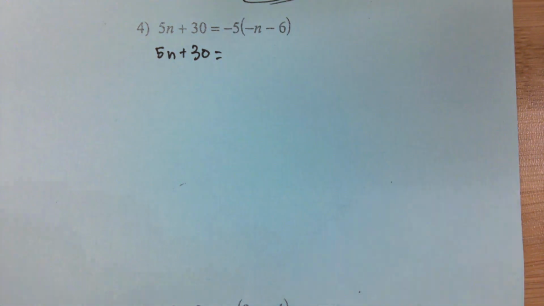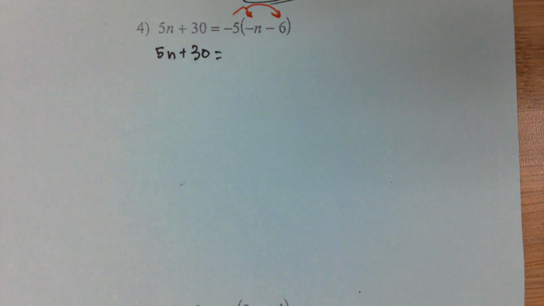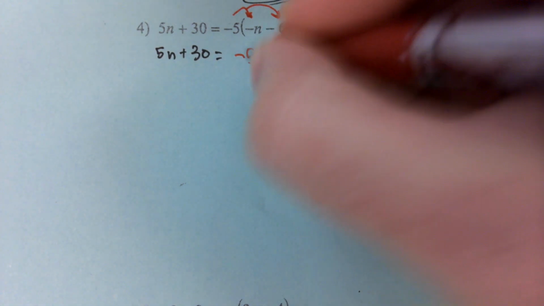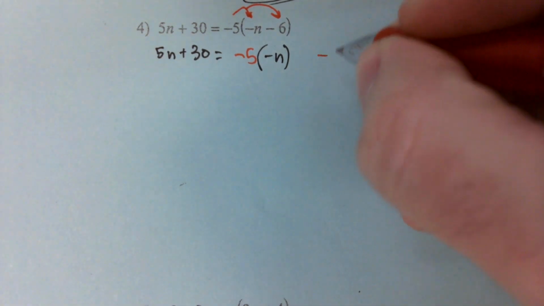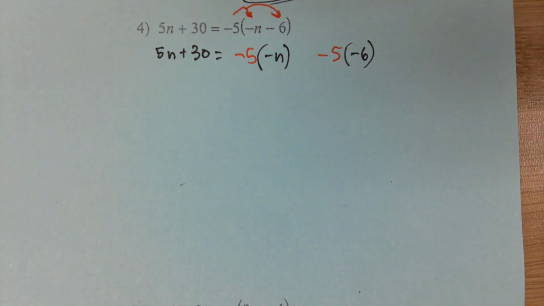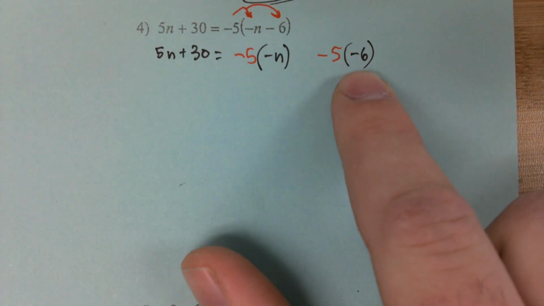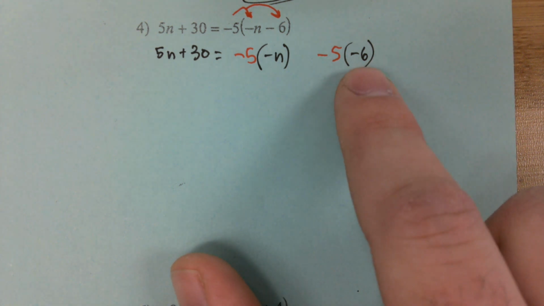We're not going to do anything with that yet, because our first step is to distribute negative 5 to both terms. So we've got negative 5 times negative n, and we've got negative 5 times negative 6. Now, did anyone write this without the negative sign inside the parentheses? Or did everyone include the negative sign in the parentheses? Take a look at what you did on number 4.